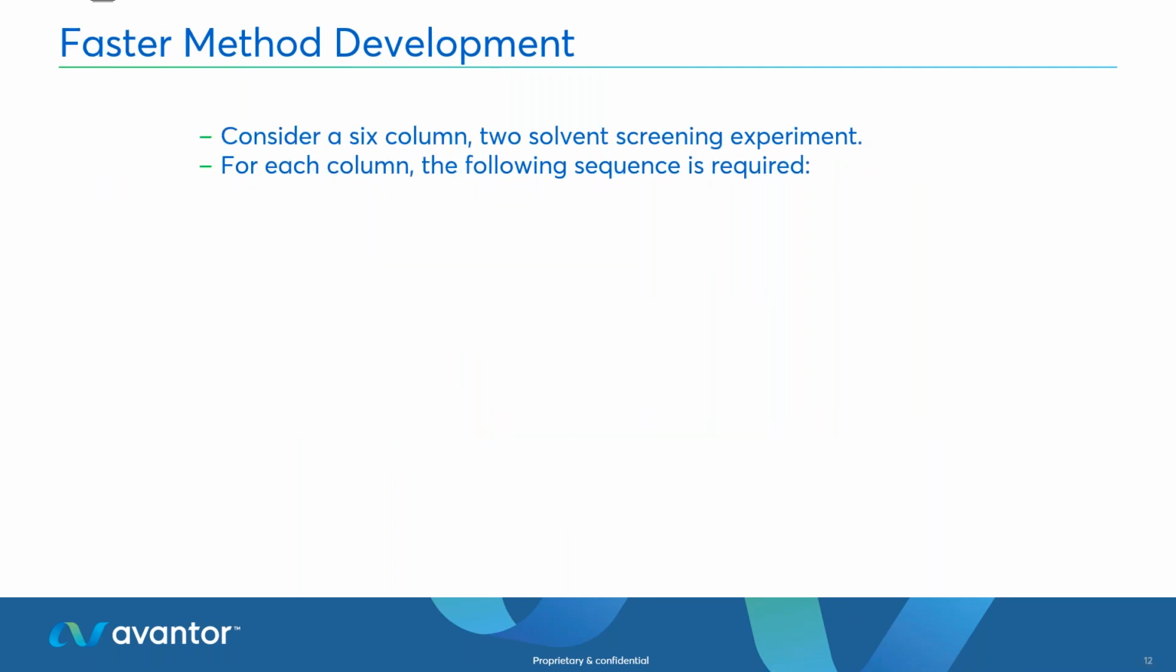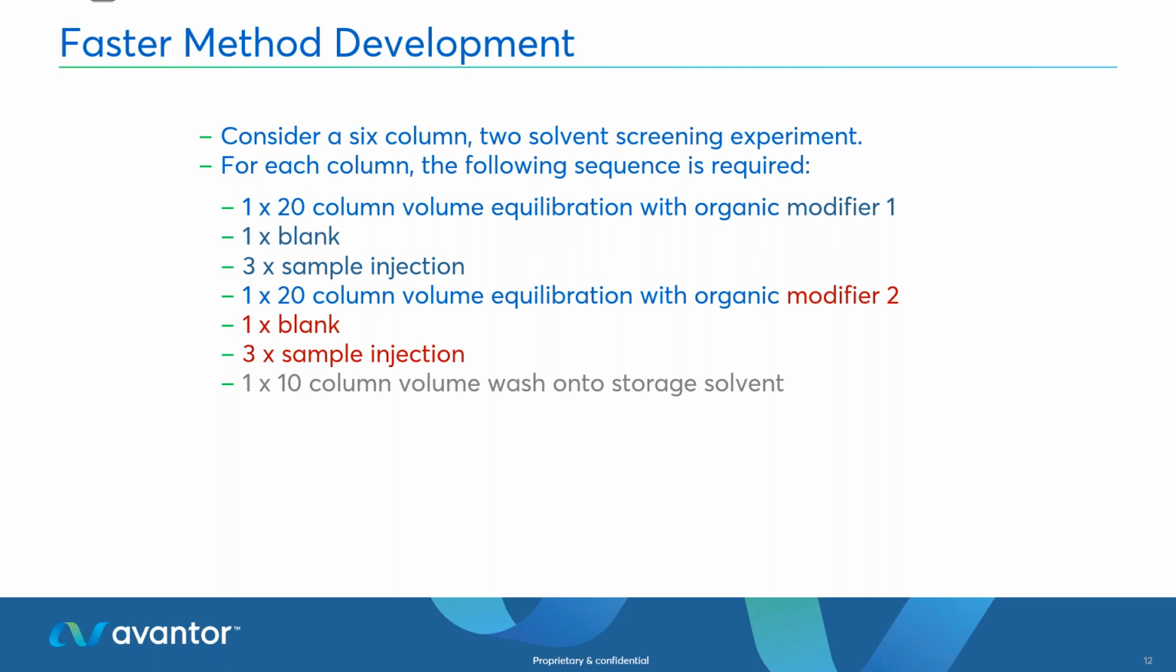In terms of how quickly you can do this, if you think about what needs to happen in the lab, we want to equilibrate our column, run a blank, do replicate injections, and then move on to the second modifier. So you have to do all of that again with acetonitrile if you've already done it with methanol. You also need to make sure you build in the column storage. So for each column, we've got 2 equilibrations, 8 gradients, and 1 column wash.